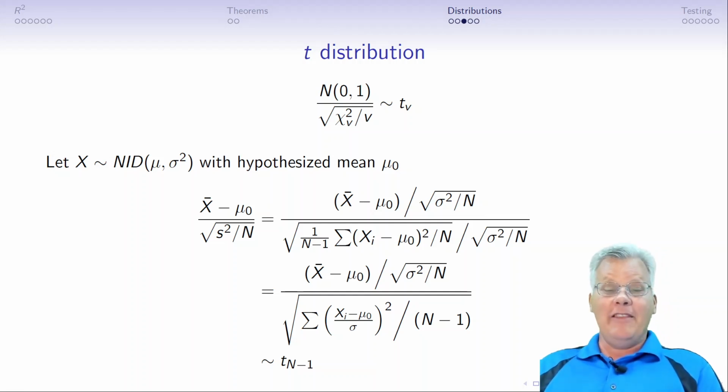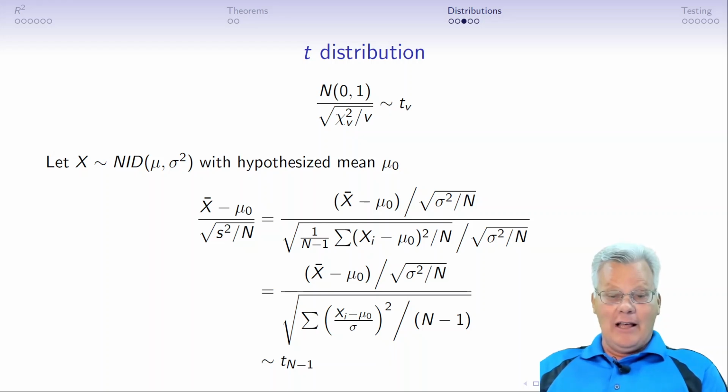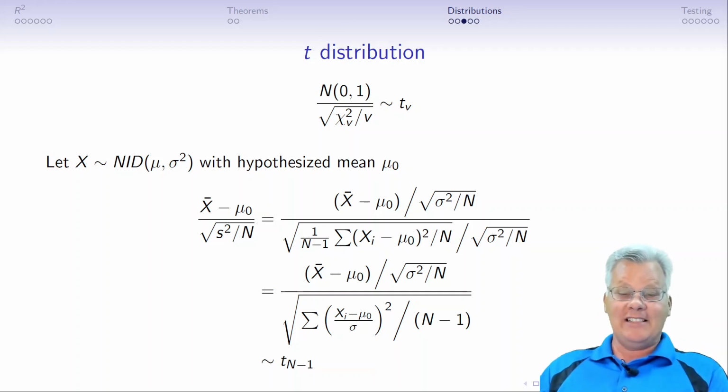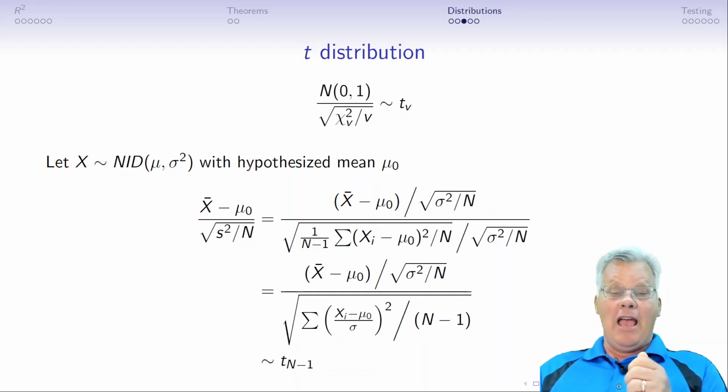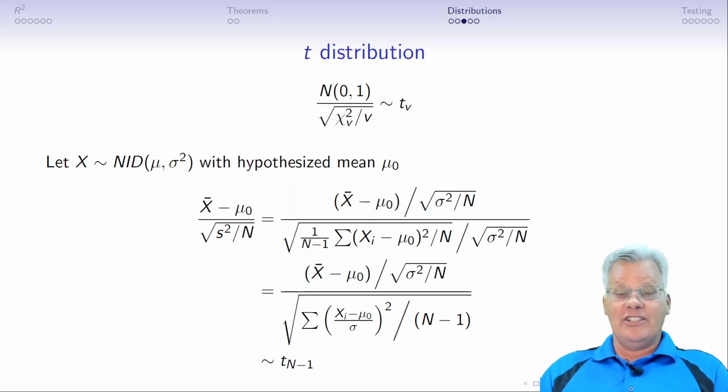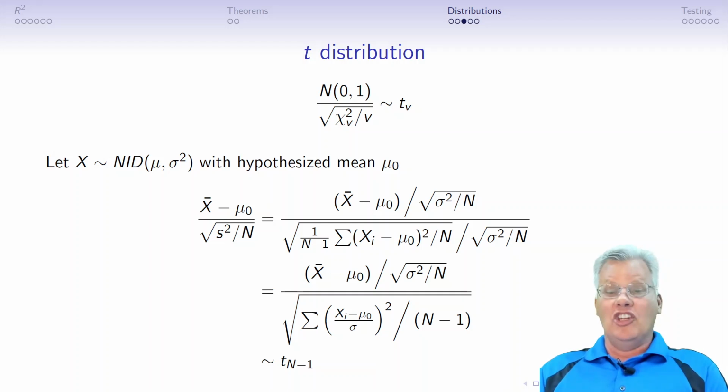What this gives me then in the middle line is, in the numerator, I have x bar minus its hypothesized mean divided by its true unknown standard deviation. So that makes the numerator standard normal. Mean 0, variance 1.